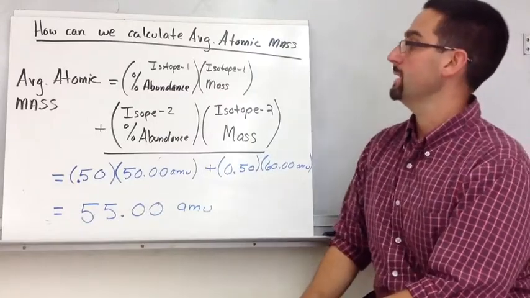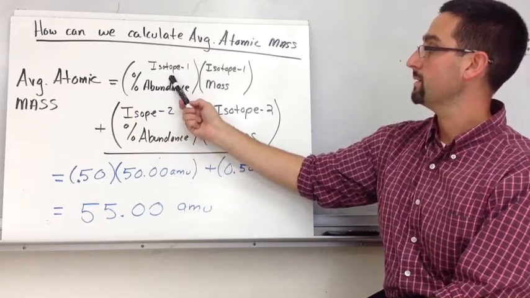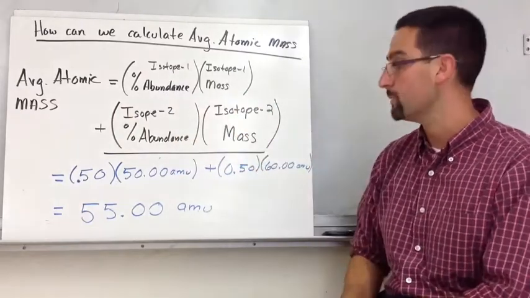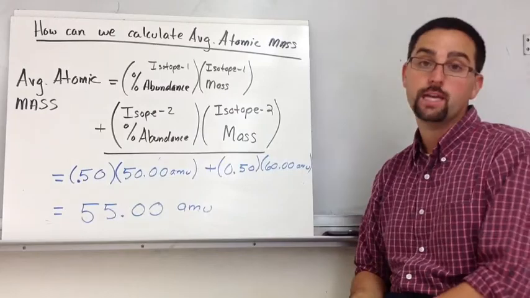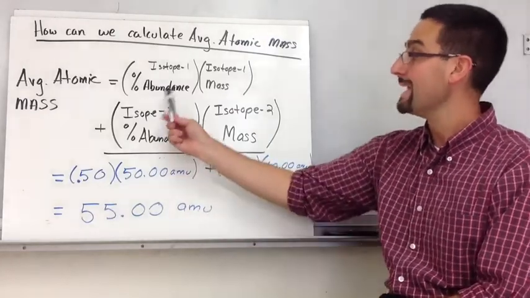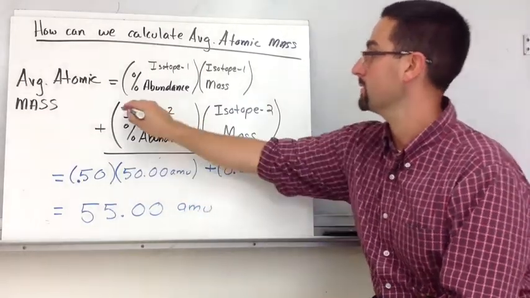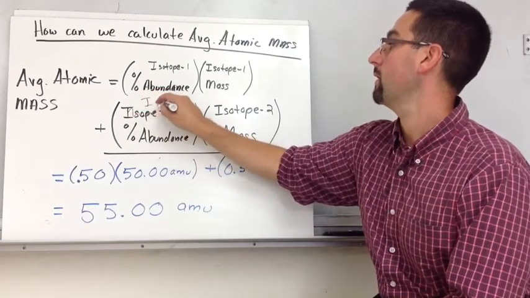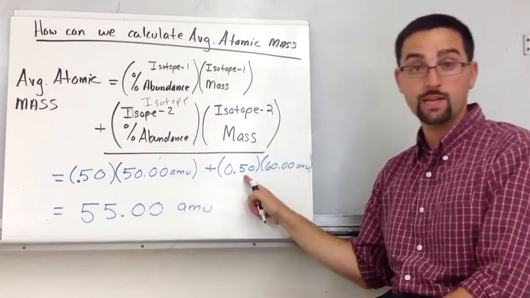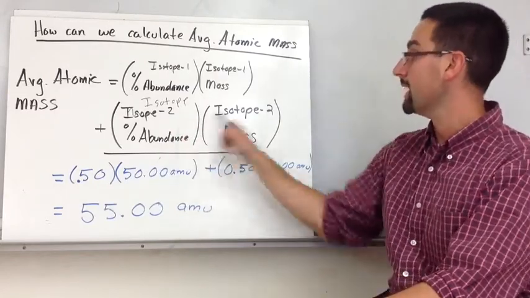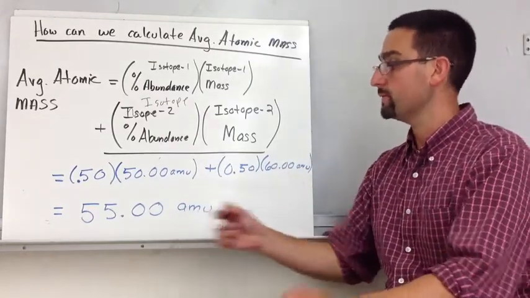The way we get that is the average atomic mass is going to be equal to the abundance of isotope A times its mass. So in the last example, isotope 1 was 50% abundant, and its mass was 50 AMU. We're going to take that product and add it to isotope 2's abundance, which was also 50%, or 0.50 as a decimal, times its mass, which in the last case was 60. Right? And we come out to 55 AMUs.